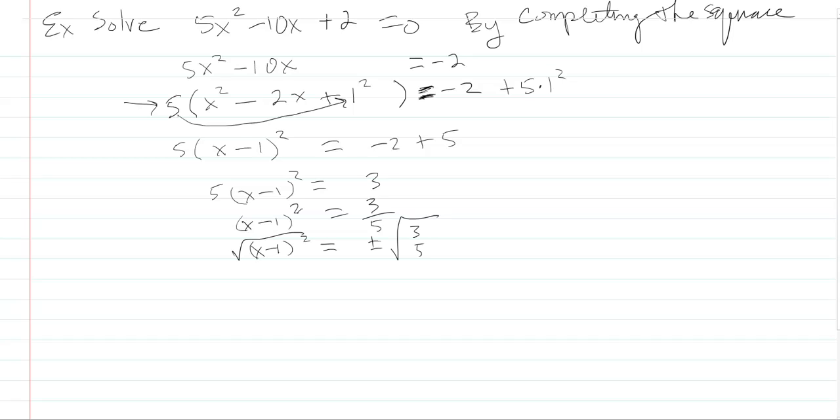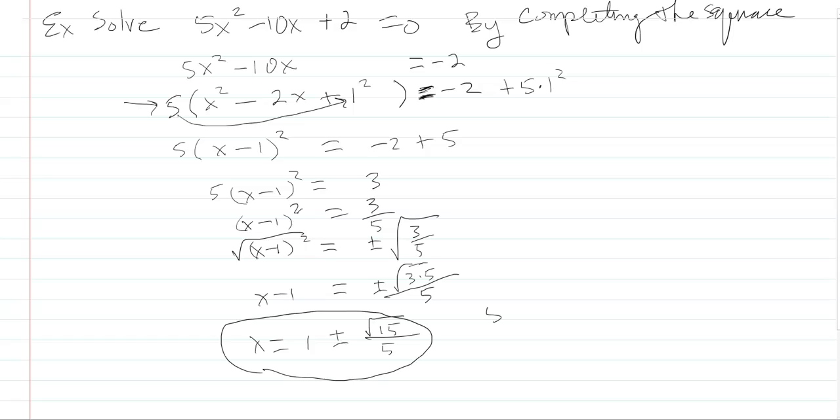This is 3/5 in the radical. This side is just x minus 1. And this is just the plus or minus root 3/5. I really can't do anything with that. I could rationalize it, put that 5 up like that. Remember how to rationalize, right? So that's x equals 1 plus or minus, I'm going to write this as root 15 over 5. So that's it. Those are my answers. I got 2 of them there.